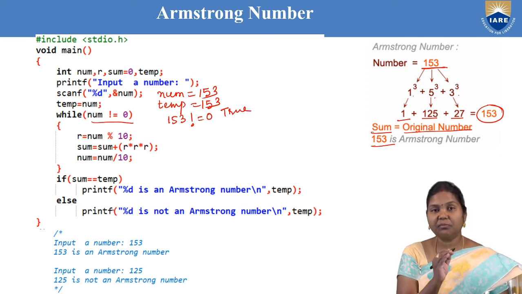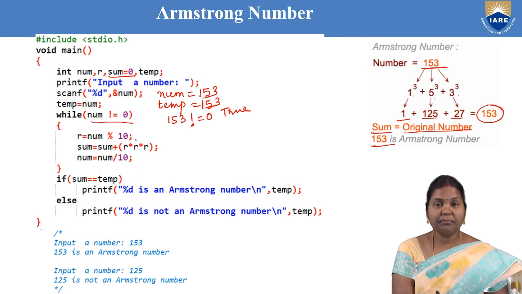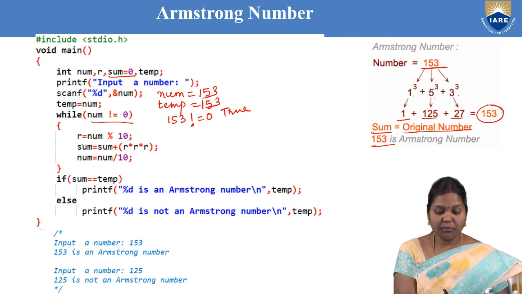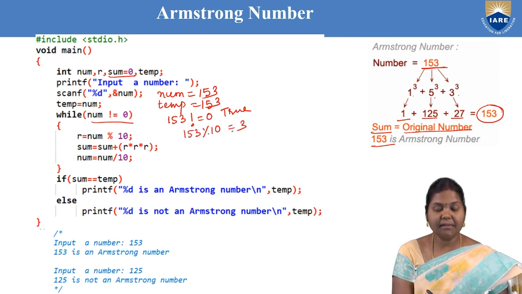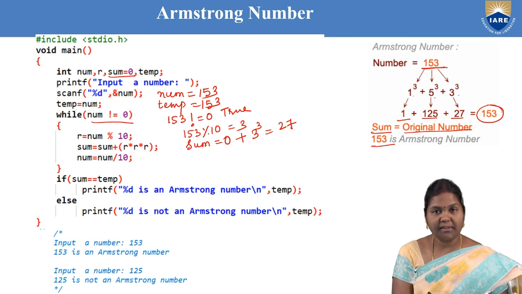So first step is to find out the individual digits, then cube it up, then add it to some variable. So we have initialized sum is equal to 0. Now first find out the remainder. So remainder is equal to number modulus 10. So it is 153 modulus 10. You will get the remainder as 3. Okay. Now do sum is equal to original sum, which is 0, plus 3 cube. So 3 cube is 27. So we will get sum is equal to 27.